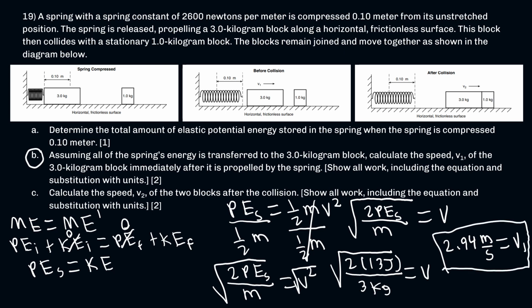So that's all the work you'll have to show for that: showing the equation, substituting in with the units, and then getting your answer here as 2.94 meters per second. That is going to be V1 here. So now we're going to move into part C.